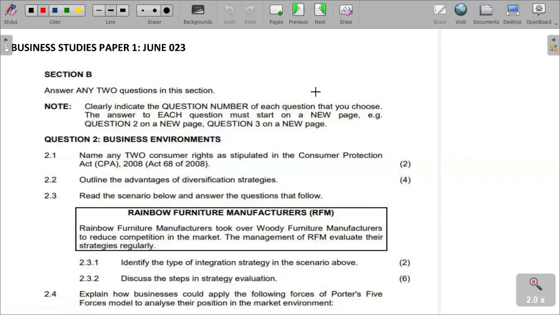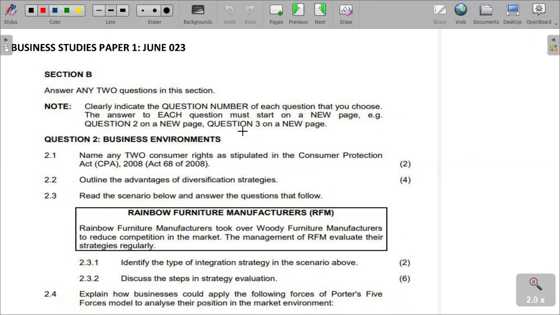Next question, section B. Section B, answer any two questions in this section. In this case, we are not going to answer only two questions. We are going to answer the whole paper, as we have said. We are going to answer all the questions. Answer any two questions, but for you, when you are writing, make sure that you answer only two questions. And for the best of it, start with the question that you know best, in order for you to ensure that you don't fail or miss marks, and then you excel on time management and also clarity of expression. So clearly indicate the question number of each question that you choose.